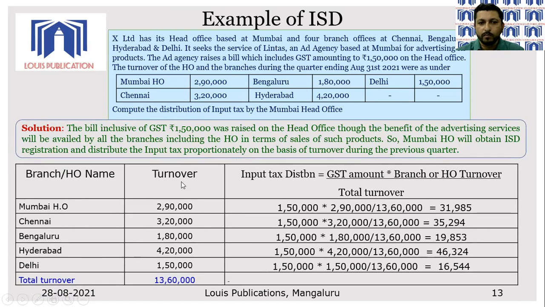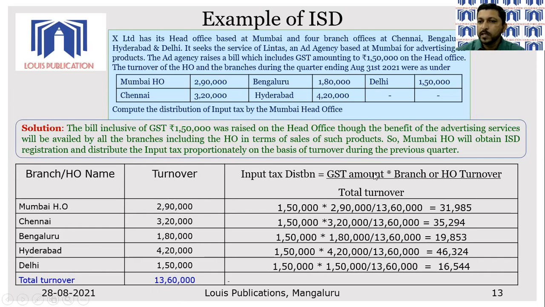So we record the turnover of Mumbai head office is 2,90,000, Chennai is 3,20,000, Bengaluru is 1,80,000, Hyderabad is 4,20,000, and Delhi is 1,50,000. And total turnover is 2,90,000 plus 3,20,000 plus 1,80,000 plus 4,20,000 plus 1,50,000. Put together, it is 13,60,000. Now, what is the formula for this input tax distribution?